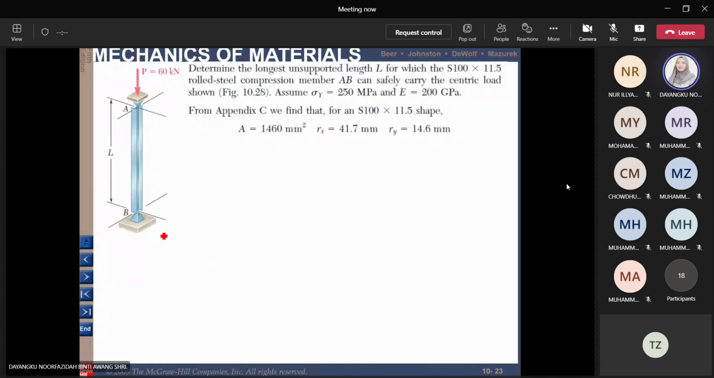Let's say we have a column here, with both ends supported, and it is an S100 times 11.5 steel compression member. So this is the type of the steel, and we know that this is a steel column. Then we need to find its properties, and we have sigma y equal to 250 MPa and E equal to 200 GPa. Basically, from appendix C, we find for this type of shape the information and the values are given there.